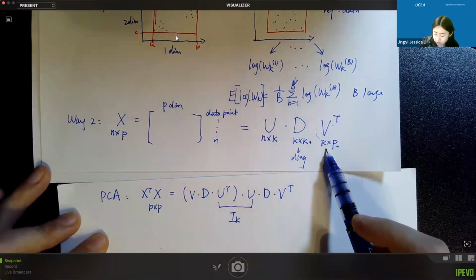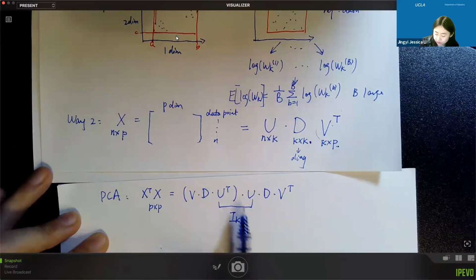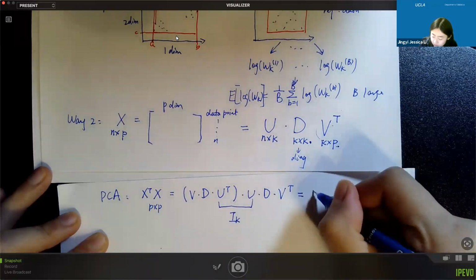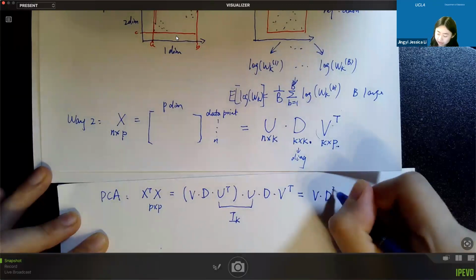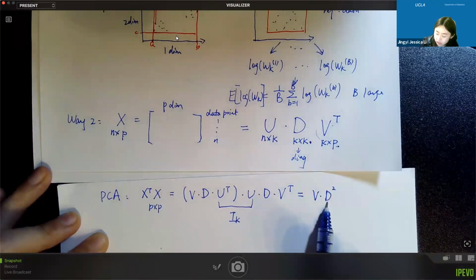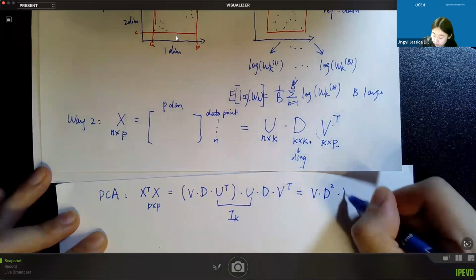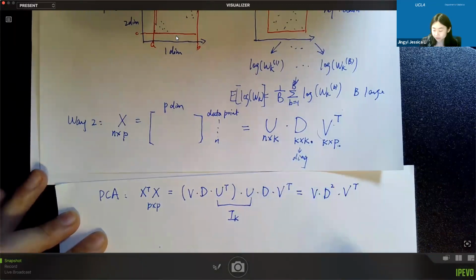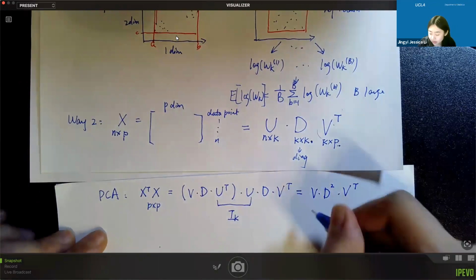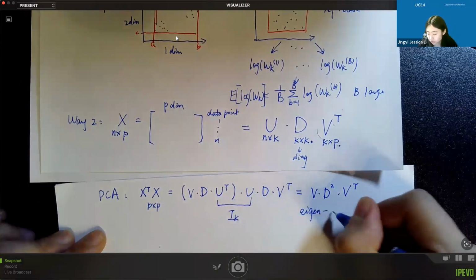Similarly, if you do V transpose V, I will get an identity matrix with K dimensions. After combining these two terms, the PCA will give me V times D squared, which means I square every element in the diagonal of D, times V transpose. This is what we have. This is what we call Eigen Decomposition.